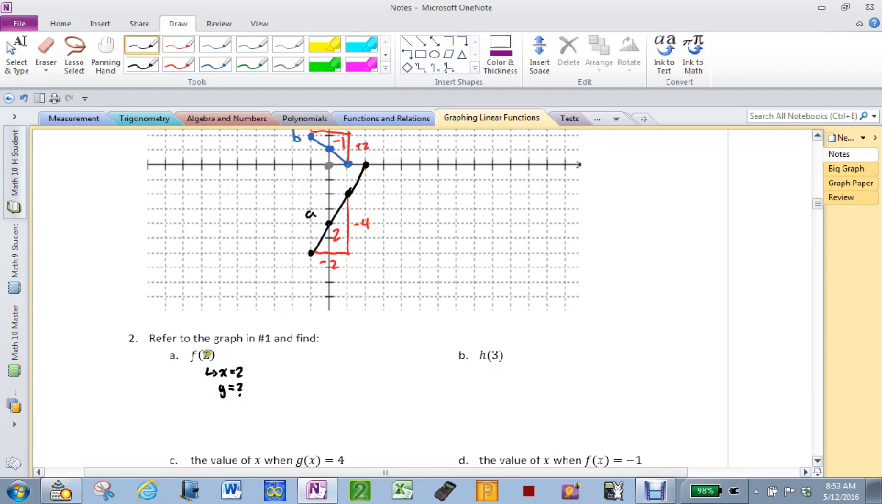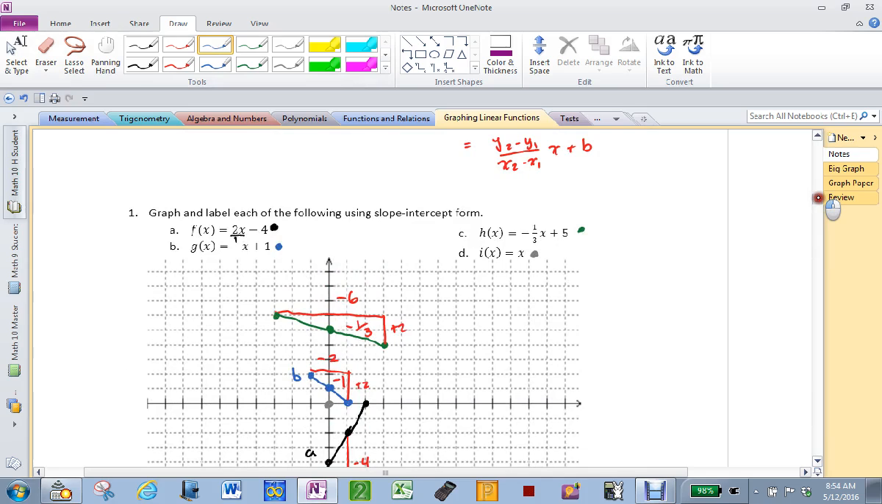Y. Can we also find it algebraically? Yeah, we could, because it's the f of 2. And what was our function? 2x minus 4, yeah? Well, what's 2 times 2? Minus 4? 0. So we knew it algebraically was 0, and we knew it graphically was 0. Everybody good? Use both methods to find h of 3.